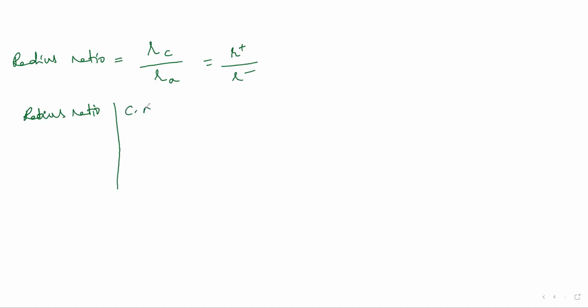Next, radius ratio. Radius of smaller ion, that is cation, by radius of larger ion, that is anion. So simply write r plus by r minus. Radius of cation by radius of anion, that is what we call radius ratio, right? Based on the radius ratio, we determine the coordination number and its shape.